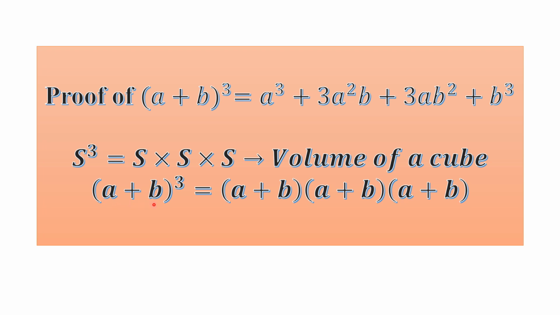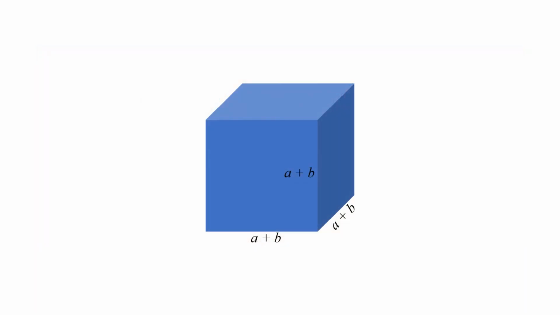So let us consider a cube with the length of each edge as a plus b. So you see the cube here. This is our cube a plus b. This is the length, this is the breadth, this is the height, and each length is equal to a plus b. Now you see actually this cube is the combination of some smaller cubes, and combining all these smaller cubes it is equal to this big cube.